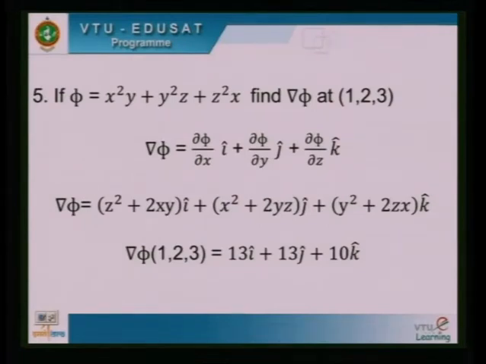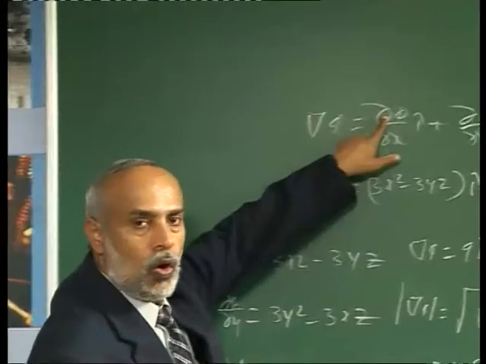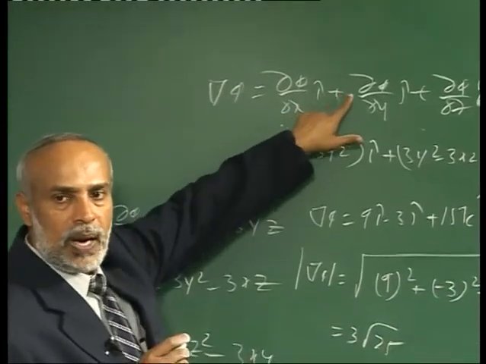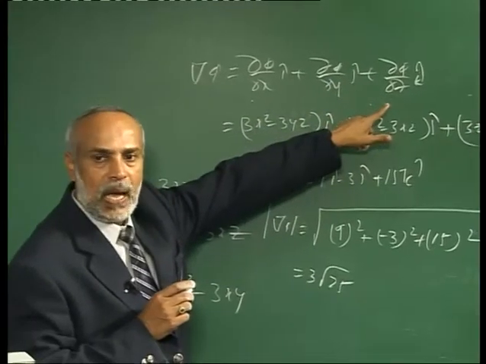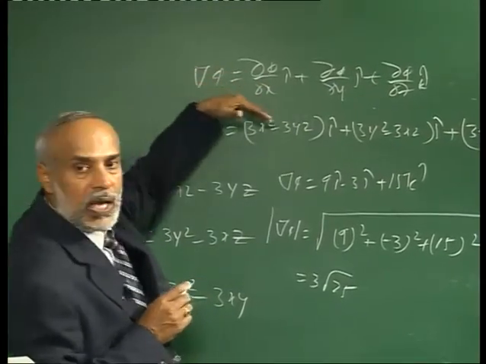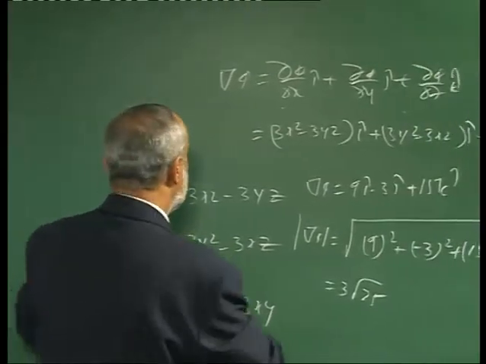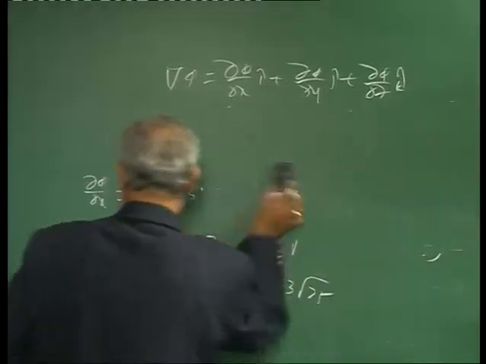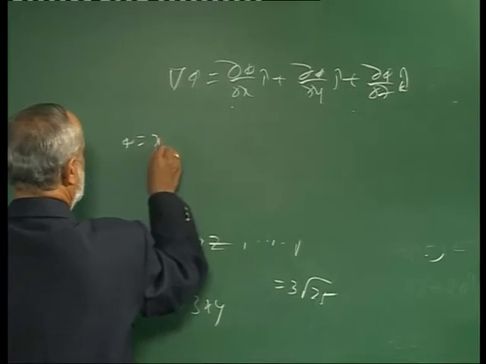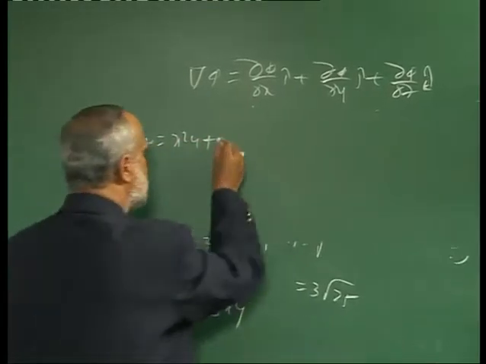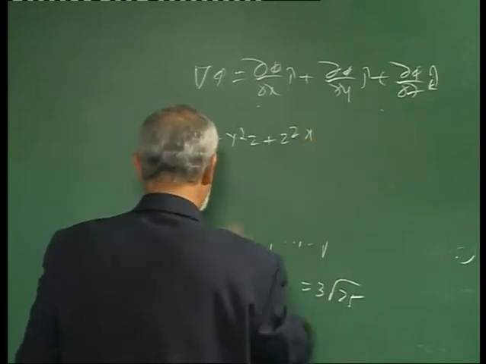Next, fifth problem: if phi is equal to x squared y plus y squared z plus z square x, find gradient of phi at 1 comma 2 comma 3. Again, you have to write the formula. Gradient of phi is equal to dou phi by dou x i cap plus dou phi by dou y j cap plus dou phi by dou z k cap. The given problem is phi is equal to x squared y plus y squared z plus z squared x.